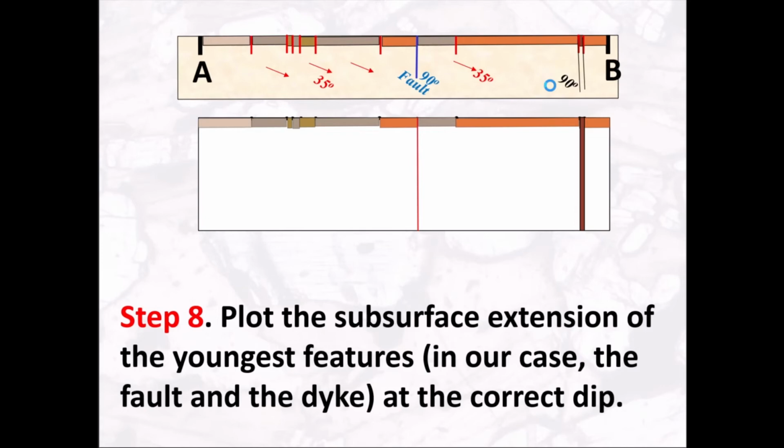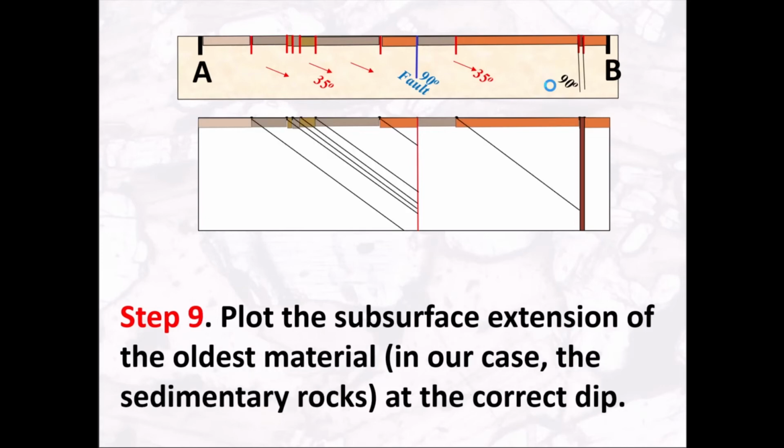Okay, then what I can do is plot the subsurface extension of the older material. So we've just done the youngest features, we've done the dike and we've done the fault, and now we can start plotting the subsurface extension of our older sedimentary rocks at the correct dip.